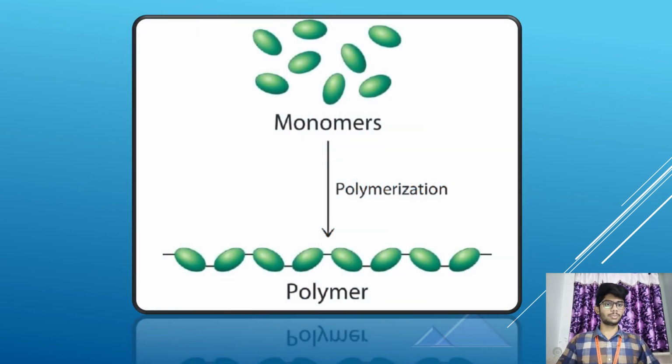Here is a picture of the polymerization process. Here it represents the monomers. All these are the small molecules before the polymerization process, and here it is a polymer after the polymerization process. So these monomers are formed as a polymer by the polymerization process, chemically combined to form a polymer.